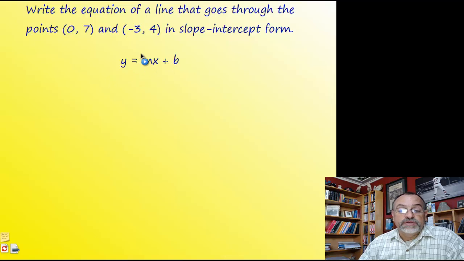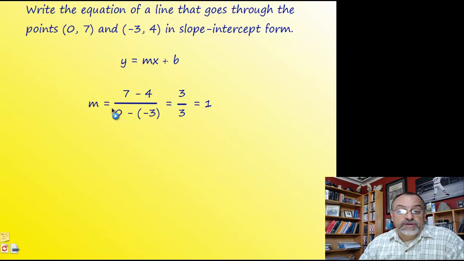So y equals mx plus b, I need to know the slope and I need to know the y-intercept. The slope I can calculate by doing y2 minus y1 over x2 minus x1. Make sure you keep these x's and y's together in the same order. So that gives me a slope of 1. The y-intercept is 7 because I know the x-coordinate of all y-intercepts is 0, and so this is my y-intercept.